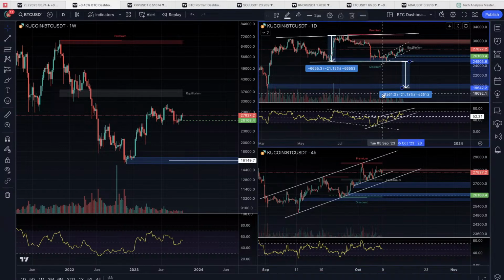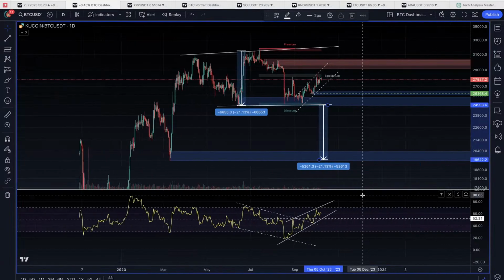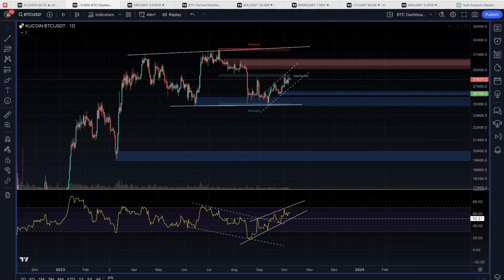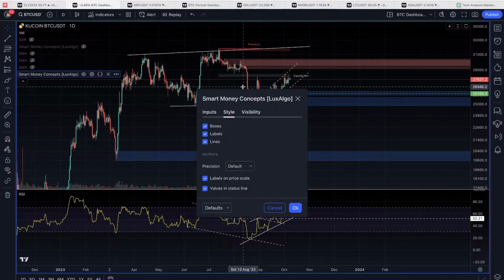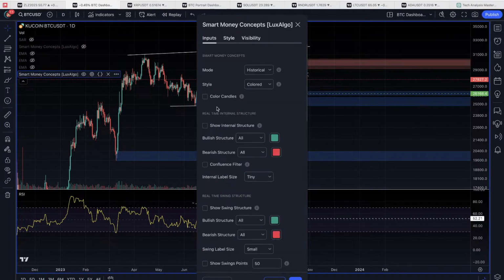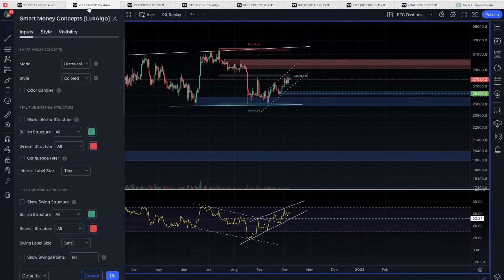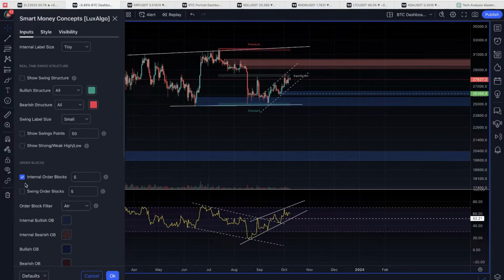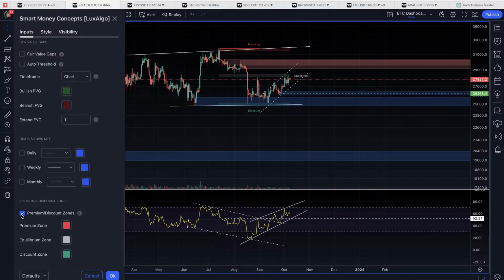Okay. Now, if I open up my daily chart, let's just start in the middle. Let's get rid of this. I have an indicator here called Smart Money Concepts. And if I open up the inputs, the Smart Money Concepts indicator by Lux Algo is what I use. The way I set it up is I uncheck everything except internal order blocks, which I'll turn off for the moment, and premium discount zones, which I'll turn off for the moment.